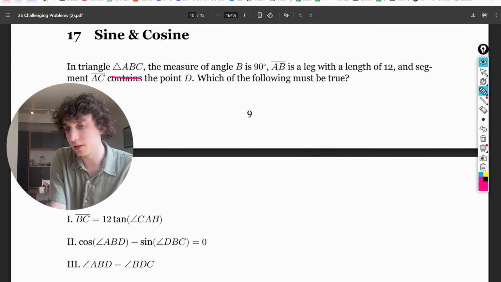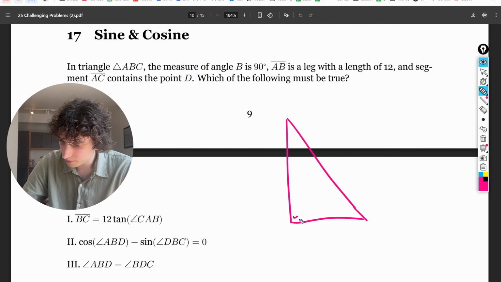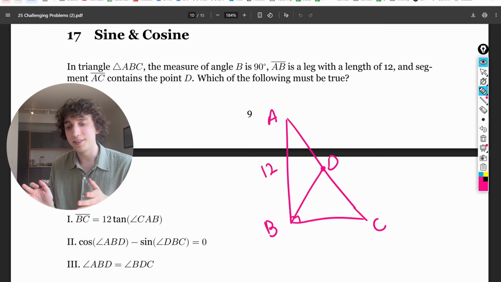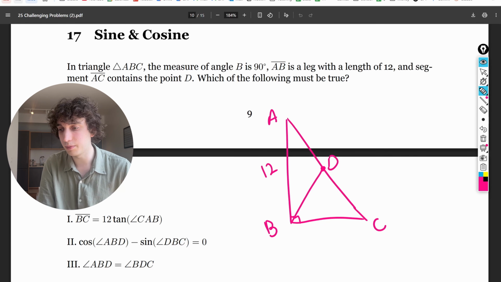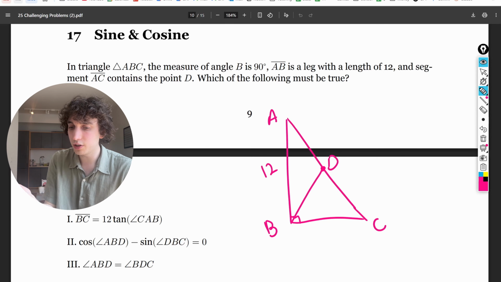Next up, number 17. In triangle ABC, the measure of angle B is 90 degrees. AB is a leg with length 12, and segment AC contains a point D. D is not necessarily an altitude of the triangle. We'll talk about what that is in the next problem. But we know that there's some point D somewhere on this segment, and we don't know where. So which of the following must be true?